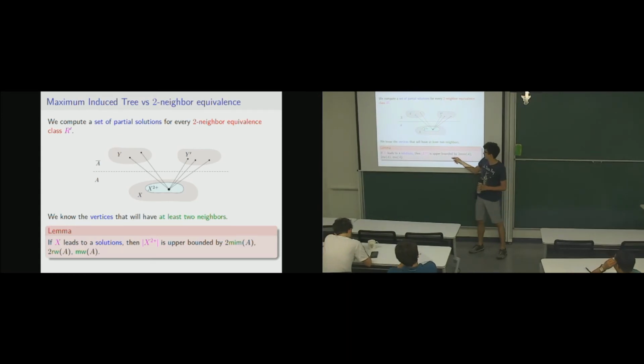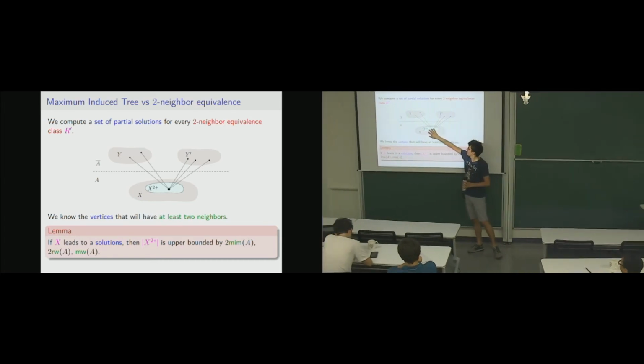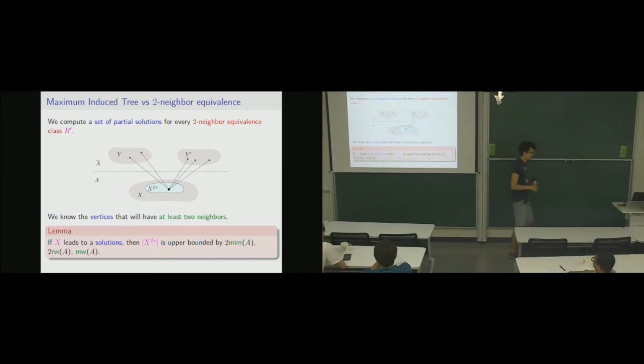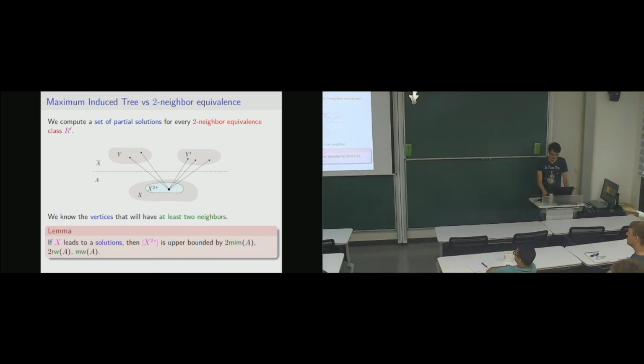If a partial solution leads to a solution, then the number of such vertices is bounded by this, for 2 min-width, rank width, and module width. So we have total control on these vertices, and then we have total control on the number of edges we add on the other side.